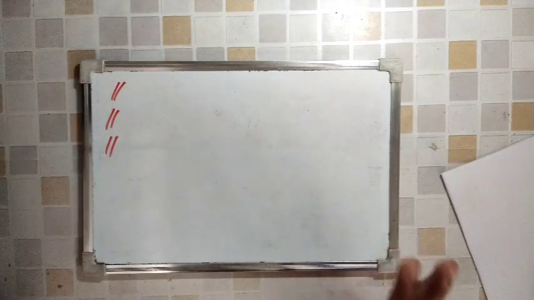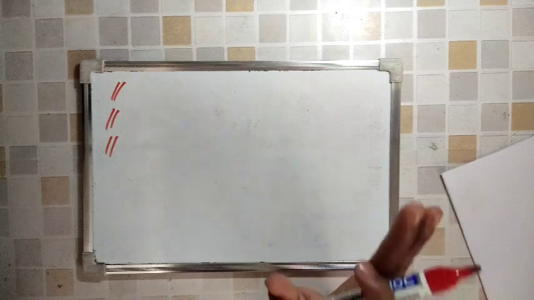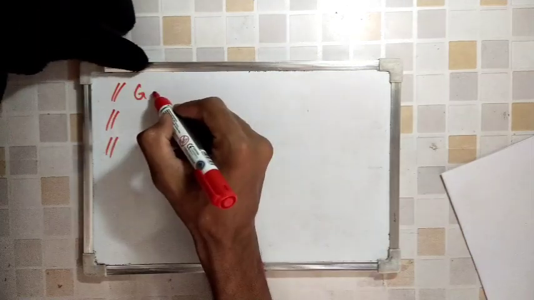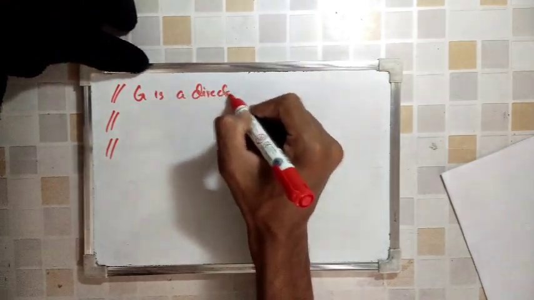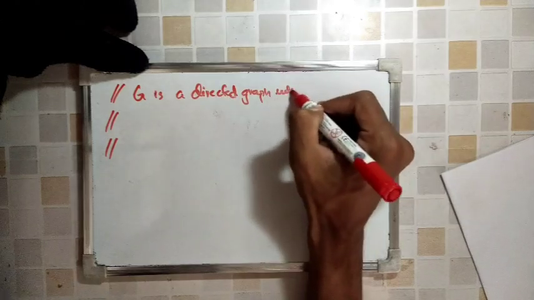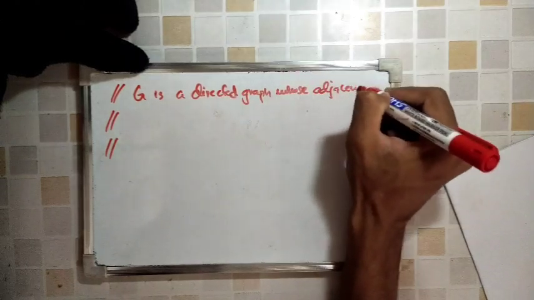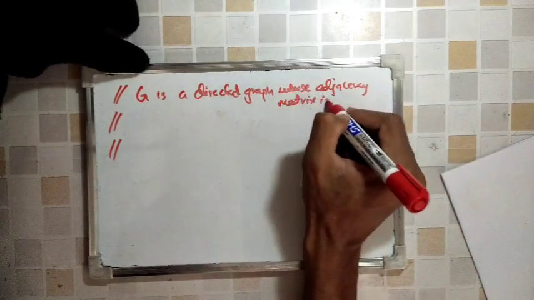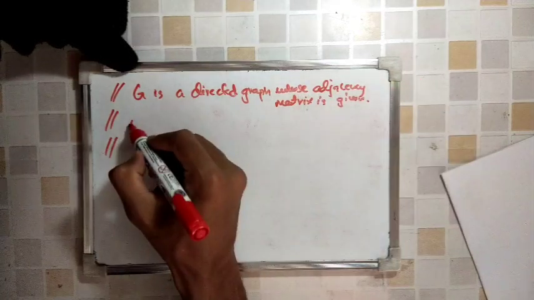First thing we will say the given graph is a directed graph whose adjacency matrix is given. So we will say G is a directed graph whose adjacency matrix is given. Okay. Secondly, we have to write an array.